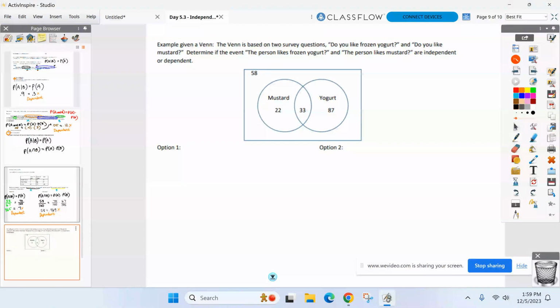So let's go through here. Person likes frozen yogurt and the person likes mustard. Are they independent or dependent? So we'll call this one A. We'll call this one B. Okay, we'll call this one A and B. So option one, are they independent? Well, if they are, they'll fit into this.